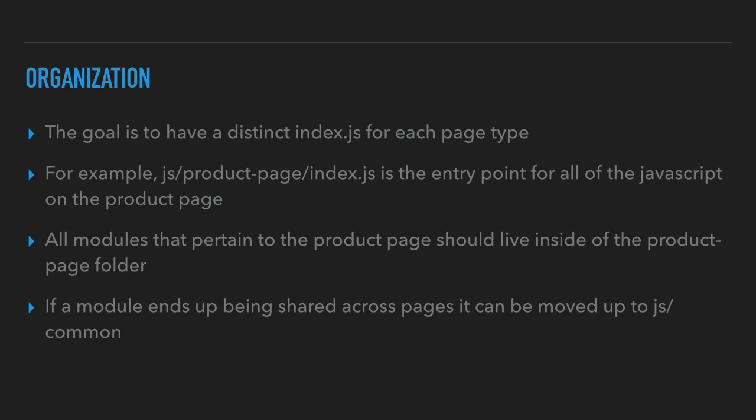Organization: this follows the standards that I've come up with, working with Justin and Tom over the past month or two to port some stuff over. You would have a distinct index.js for each page type, and that would take care of all your initialization, importing the modules for that page type. For example, I have in JS product page index, that's what you could call the entry point, where all JavaScript is imported, any objects that need instantiating, or whatever you need to do right when the page loads, and then you can hand off responsibility to the underlying modules.